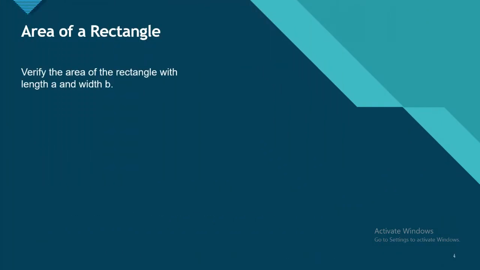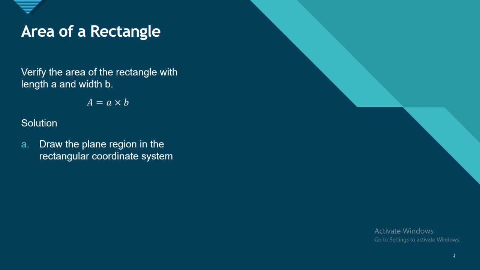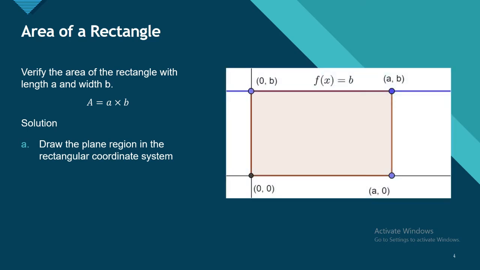Area of a rectangle. Let us verify the area of a rectangle with length a and width b. We know this area to be equal to a times b. We draw our rectangle in standard position. Again, we must place some of the vertices along the coordinate axis. This will make our computations so much easier.